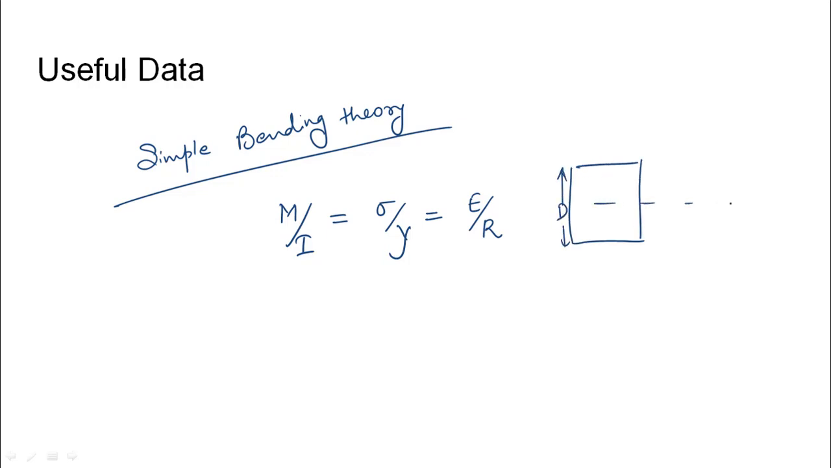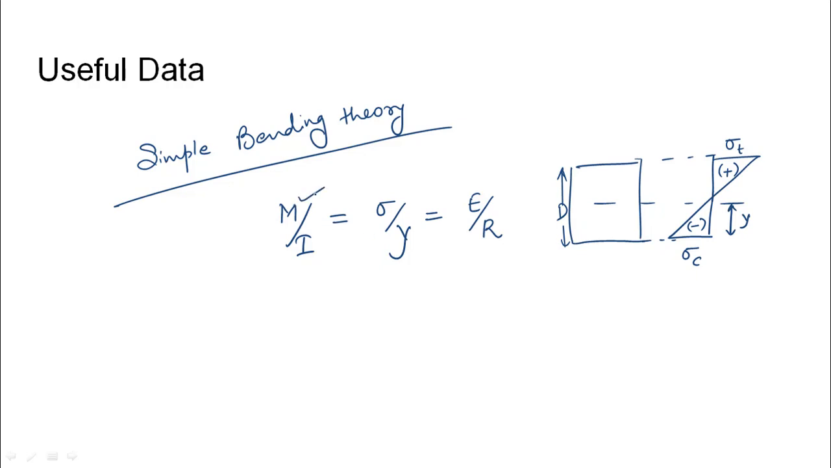a strain profile will be produced which is somewhat like this, where this will be the tensile stress and this will be our compressive stress. This is taken in negative sign and the tensile part is taken in positive sign. Here y represents the distance from the center to the extreme fiber of the beam.